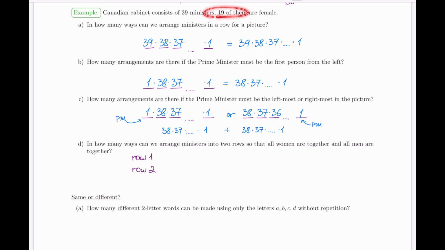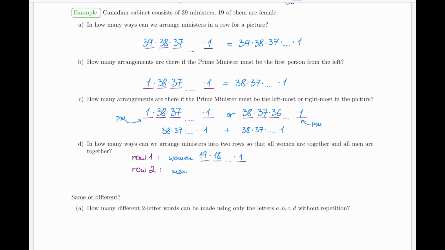So there are 19 females. For example, they can go into row 1. All the women go here. So let's say women, and then this one will be men. All the women will go into the first row, and so there are 19 of them. I will start off by picking the person who goes in the leftmost spot. I have 19 choices because all of them are still available for the choosing. So there's going to be 19, followed by 18, and so on, all the way down to 1.